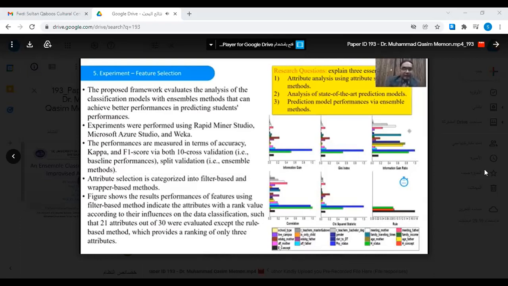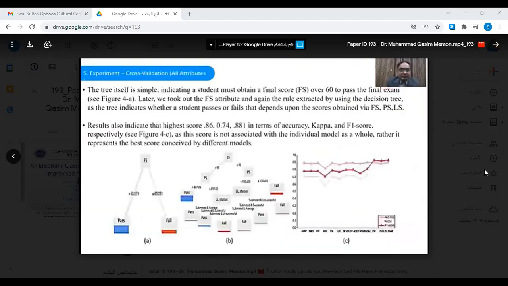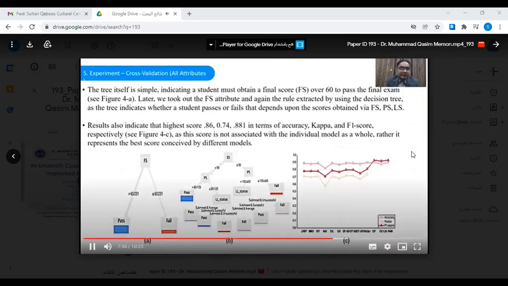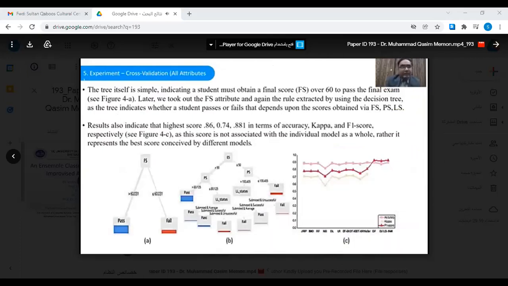Let's come back to the results of this feature selection. We performed the filter-based method using different attributes, and we also performed the cross-validation of all attributes, and we are getting the results. This also indicates the highest scores of 0.861, 0.74 and 0.81 respectively. This score is not associated with an individual model as a whole, rather it represents the base score achieved by the different models. So these were the experiments based upon cross-validation constituting all attributes.